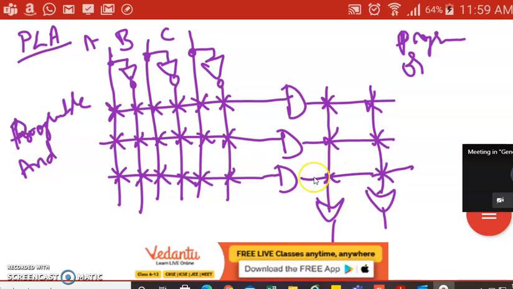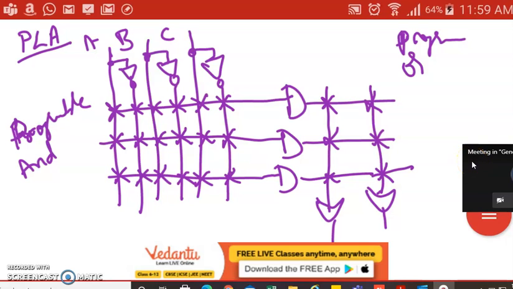So in the PAL, it was different, right? This was programmable, here it was fixed. So first you need to decide how many inputs, and based on that you are fixing it. Now it is programmable, so you are free to provide the inputs for your OR gate.